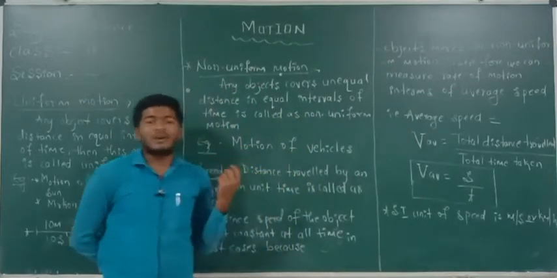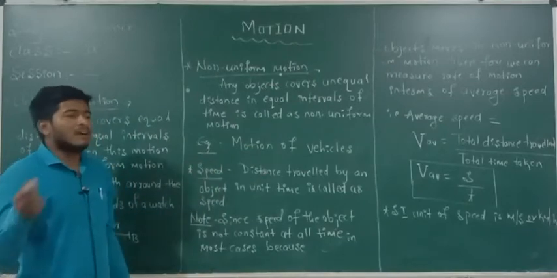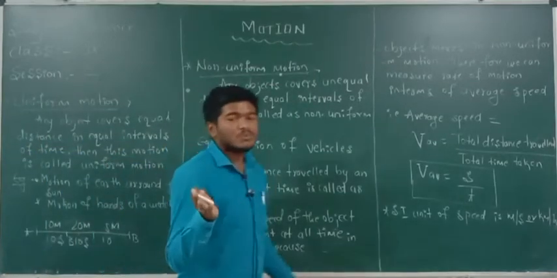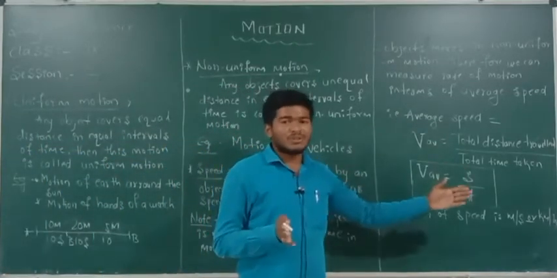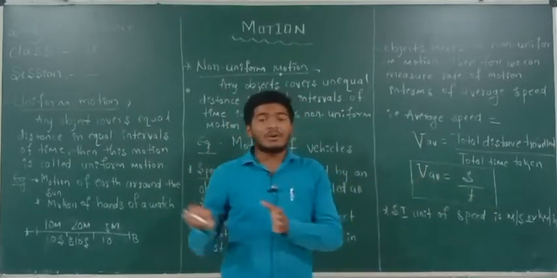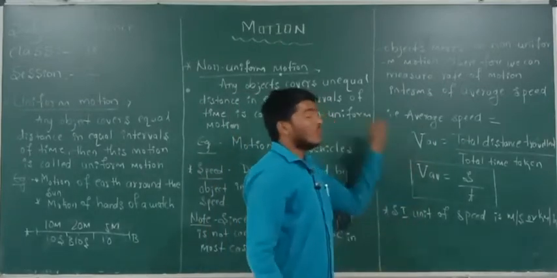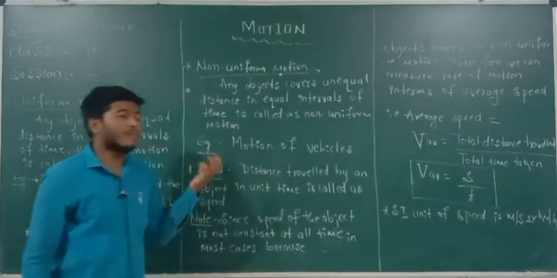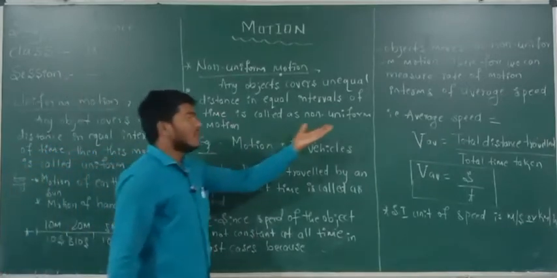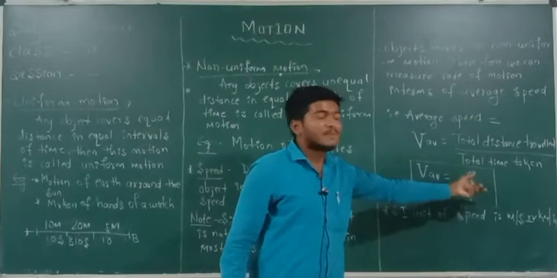So why are we not going to take the speed of the object? Because all objects move in non-uniform motion. They are not covering equal distance in equal intervals of time. They cover unequal distances in equal intervals of time. Therefore, we are not going to measure the speed of the object, but the average speed of the object. What is the average speed of the object?